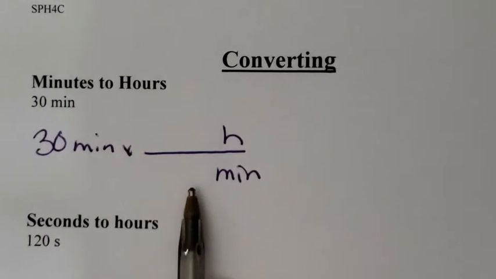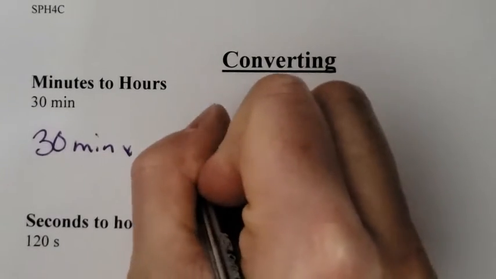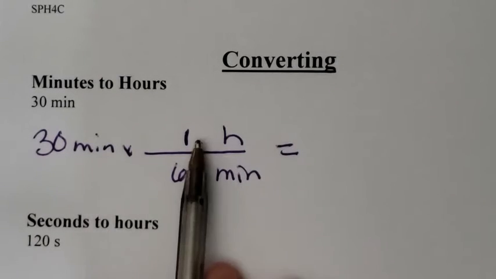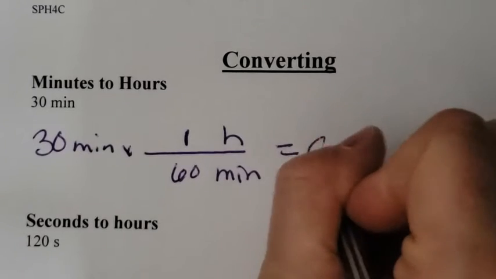I know there are 60 minutes in 1 hour, so I'd simply just write down 60 and 1. Then in my calculator, I'm going to go 30 times 1, which is 30, divided by 60 will just give me 0.5.